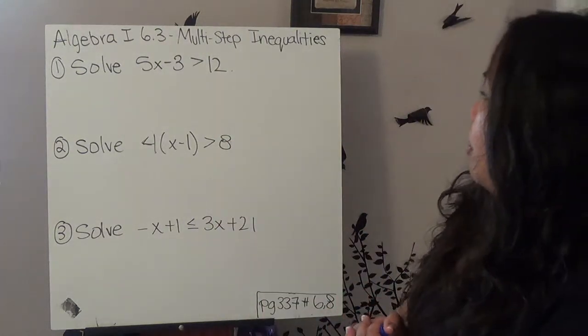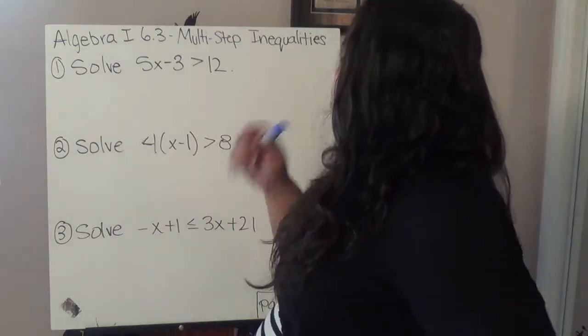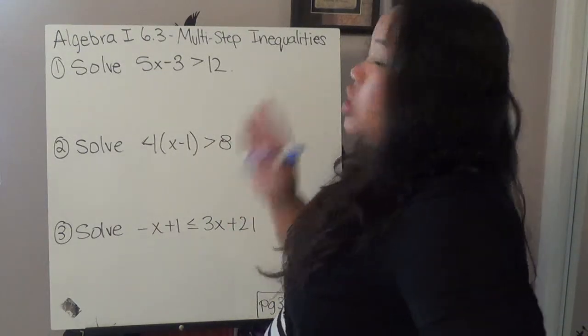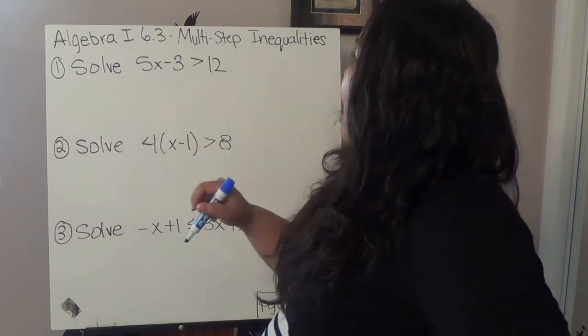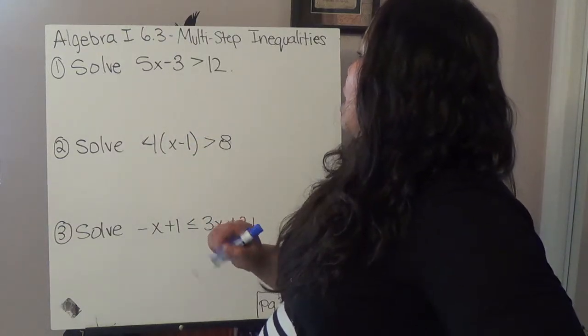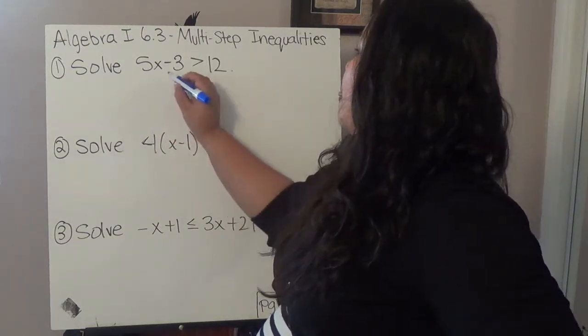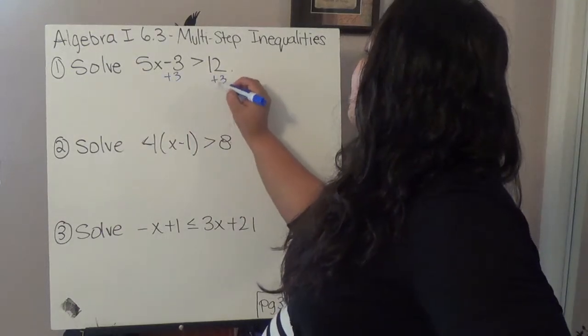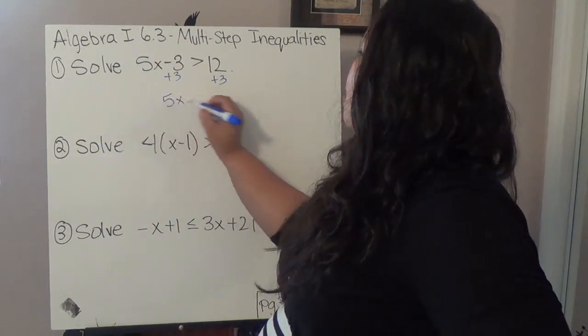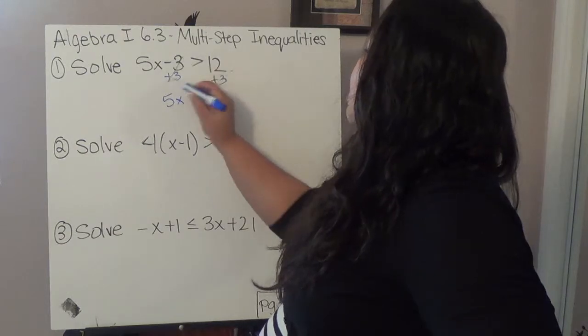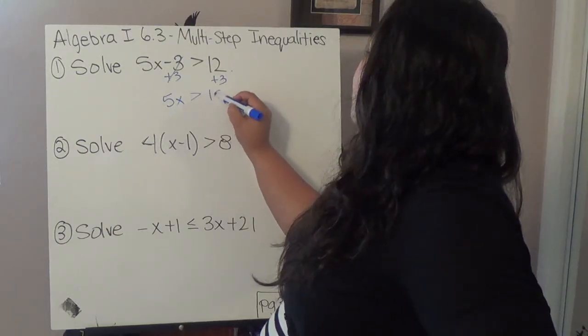So, for example, let's do the first one and see what we get. Treat it just like an equal sign. I want to isolate x. My first step is to get rid of negative 3. I'm going to do that by adding 3 to both sides. I end up with 5x, this cancels out, is greater than 15.